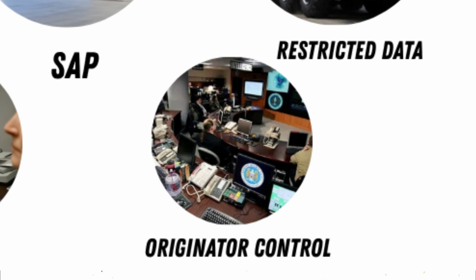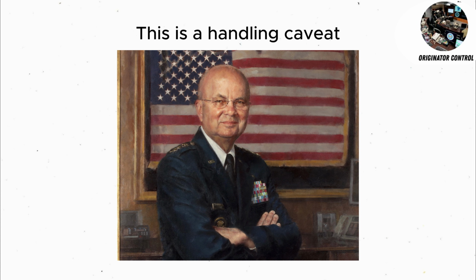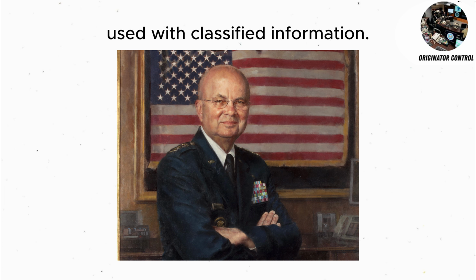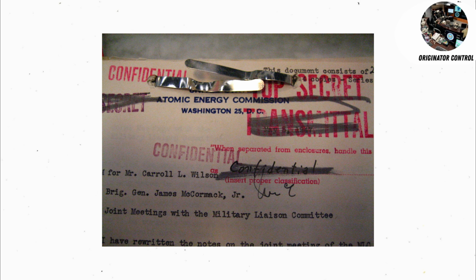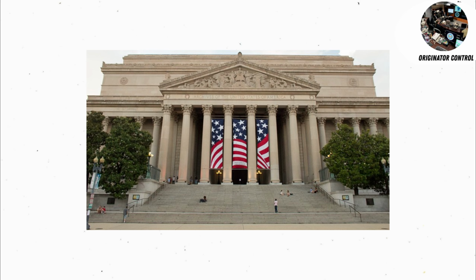Originator control. This is a handling caveat used with classified information. ORCON means only the agency that created the document can authorize its release. Even other government departments cannot share it without originator approval. Its function is authority. ORCON keeps sensitive reports tightly controlled by the agency most familiar with their risks. It stops oversharing and ensures intelligence stays where it belongs.